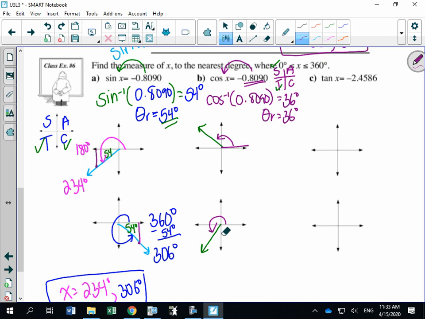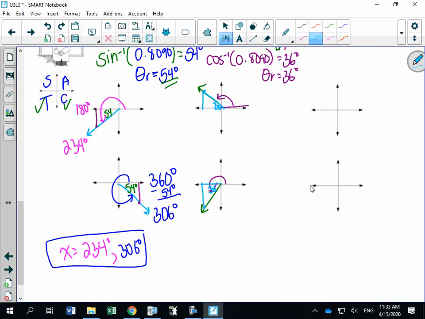So if you need, draw your little triangles. 36 degrees would be right there. And in here, 36 degrees would be there. So how do we find the rotational angles based on those reference angles? The first rotational angle would be 180 degrees minus 36. And you should get 144 degrees. That rotational angle is 144 degrees.